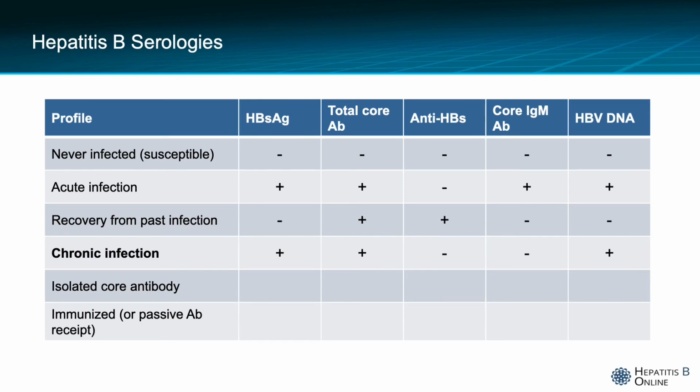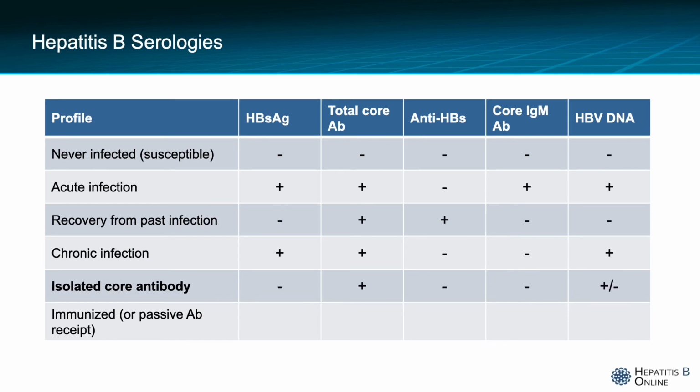Chronic infection, on the other hand, will have persistent hepatitis B surface antigen, and most of those not on therapy will have HBV DNA detected in blood. In contrast to our patient with resolved infection, they will not have surface antibody, but will have core antibody.